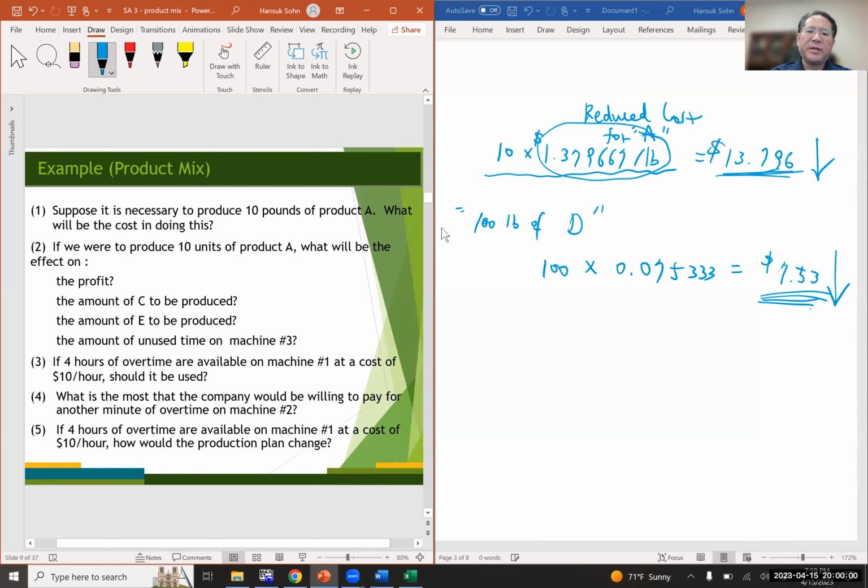Okay, the next question, question B. If you were to produce 10 units of product A, even though it is not optimal to do so, what will be the effect on the profit, the amount of C to be produced, the amount of E to be produced, and the amount of unused time on machine number 3? What information do we need to use to answer these questions? Substitution rates. Do you remember?